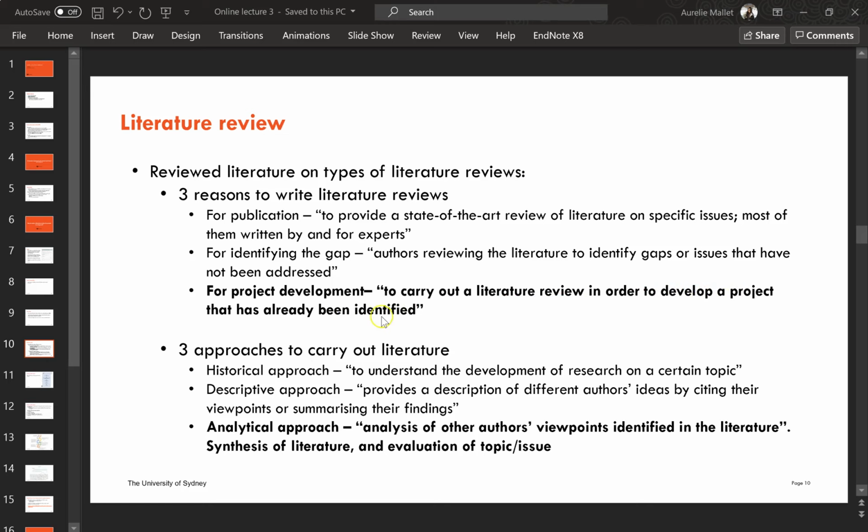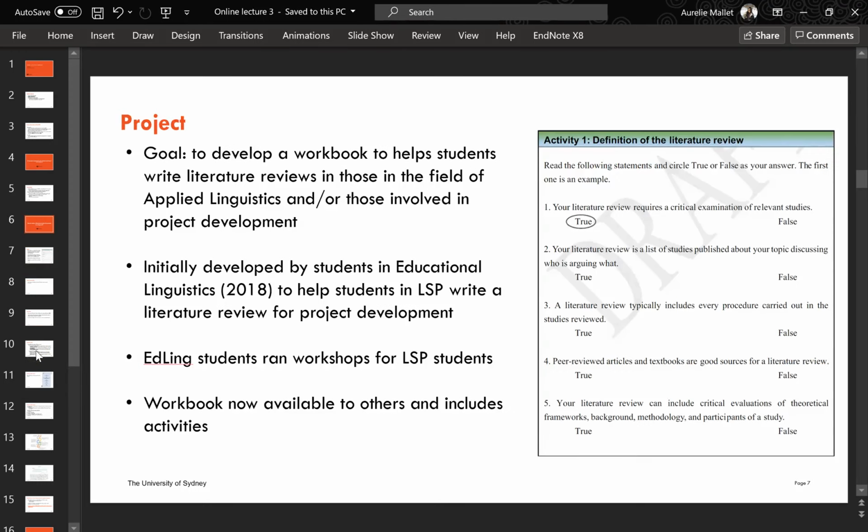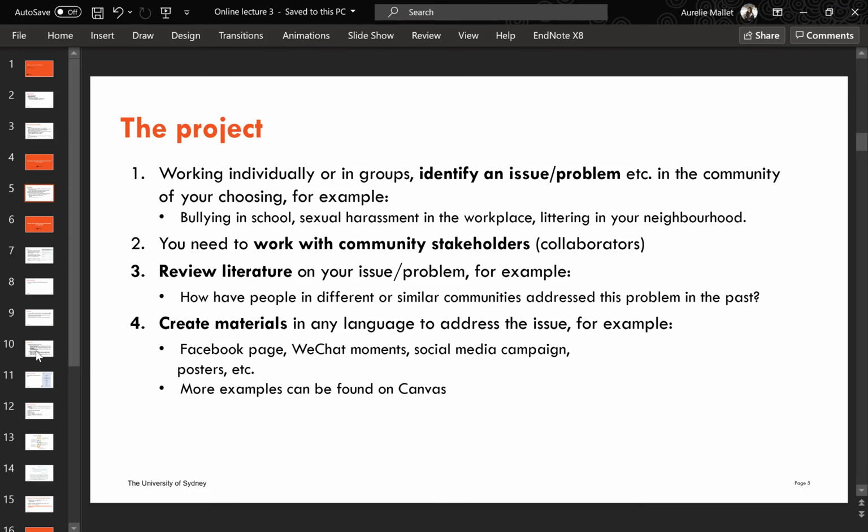So you do the literature review after you've identified your issue in your community. So that's why there's an order to this. That's why we asked you guys to do this first: identify the issue, then work with the community, and then do a literature review.